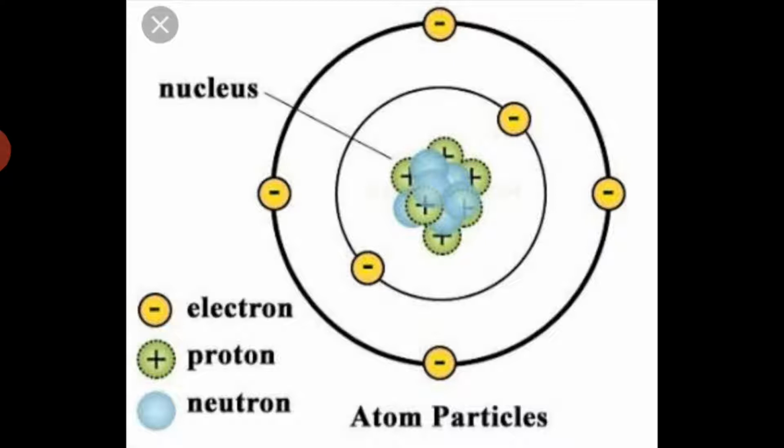So there is a third one which is also in the nucleus. It is called a neutron. So the neutron has no charge, right? So these are the particles of an atom.